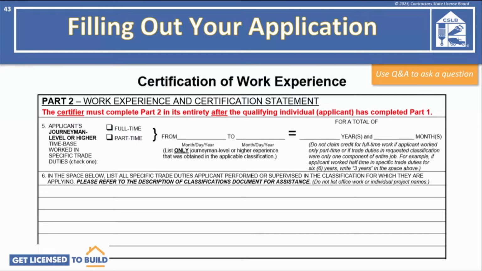On line 6, your certifier will need to list the duties that you performed or supervised that are considered critical for the classification that you are applying for. You can read a description of critical duties in CSLB's description of classifications booklet available on our website. Do not copy and paste the description from the booklet. This is only to give you an idea of what CSLB considers critical duties for each classification. Your certifier should complete this section in their own words and be as complete and accurate as possible.